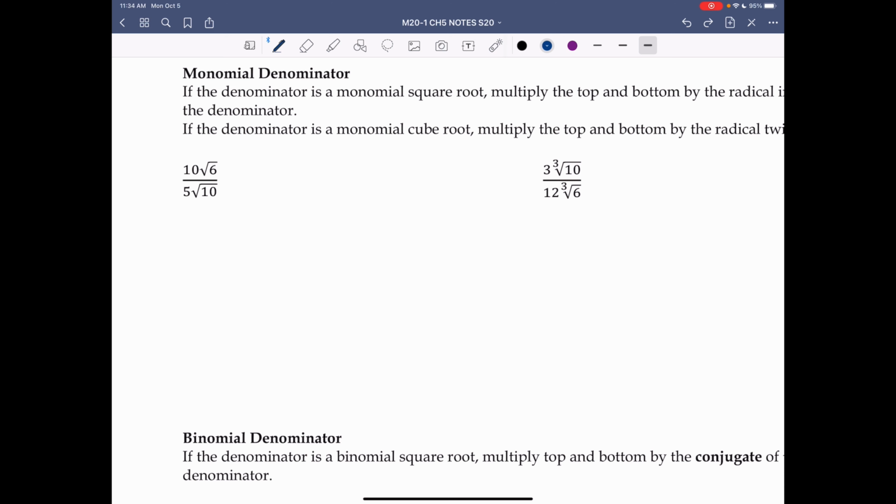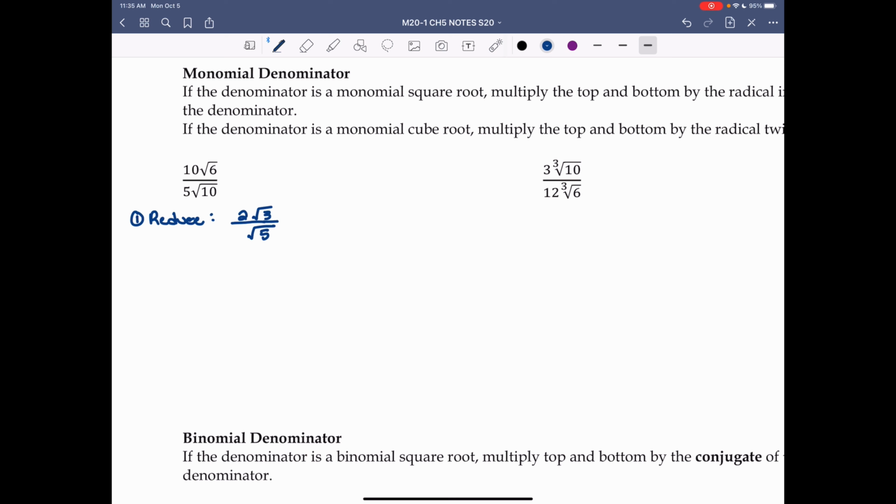First example, 10 square root 6 over 5 square root 10. Step 1, we want to reduce. Our coefficients, 10 and 5, we can divide both of those by 2. We get 2 and 1. Our roots, 6 and 10, we can divide both of those by 2, so we get 3 and 5. We don't really need to write this one coefficient, we could get rid of that. So 2 square root 3 over square root 5.